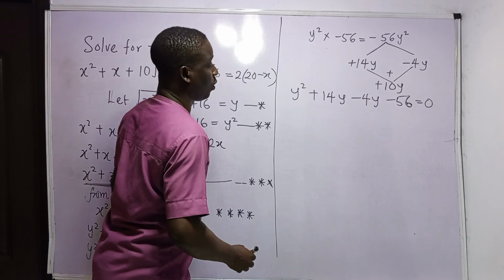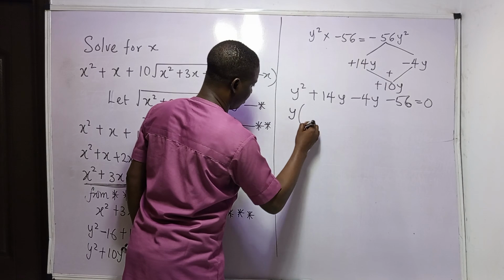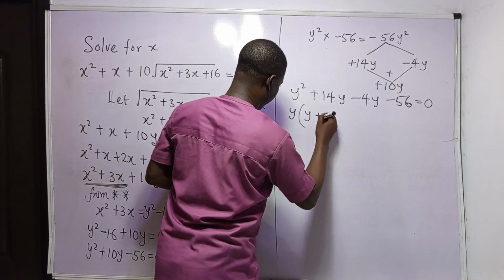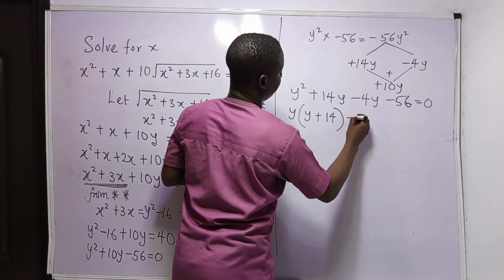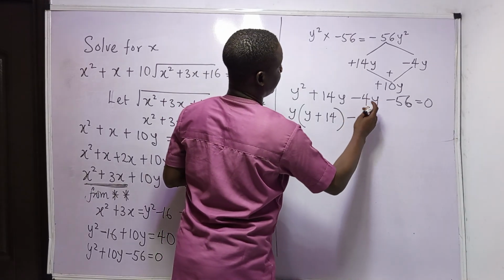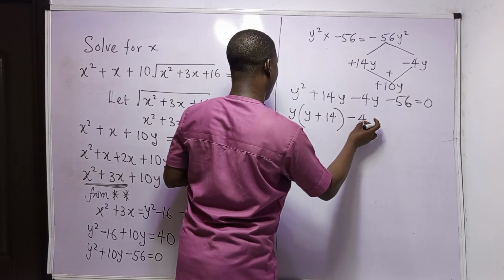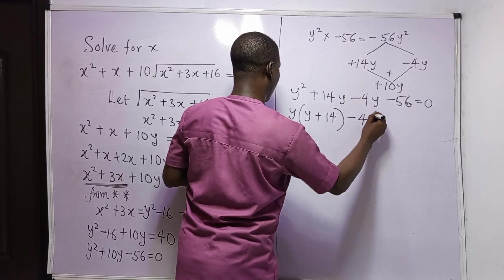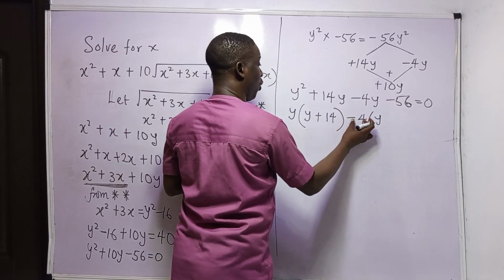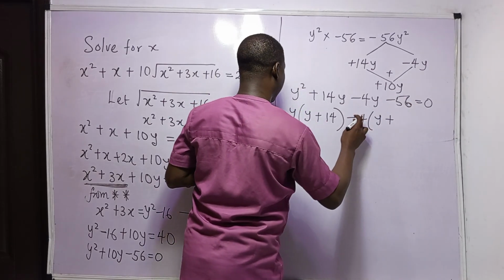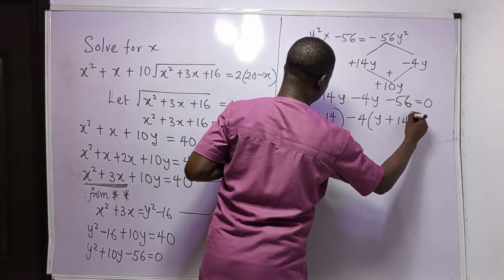Now we'll pair them. What is common here? Y is common. What do we have left? Y plus 14. Then close bracket. Minus. What is common here is 4. So minus 4y divided by minus 4, we are going to have y left. Then minus 56 divided by minus 4, we are going to have plus. Minus divided by minus is plus. 56 divided by 4 is 14 equal to 0.